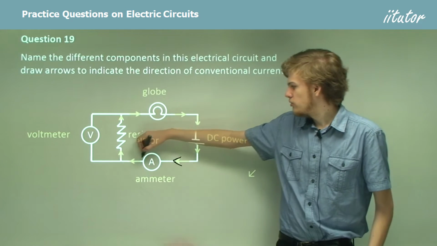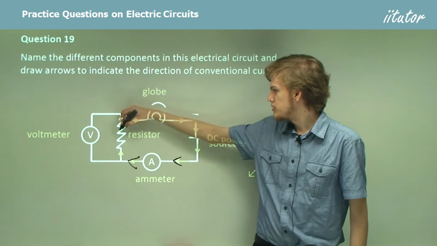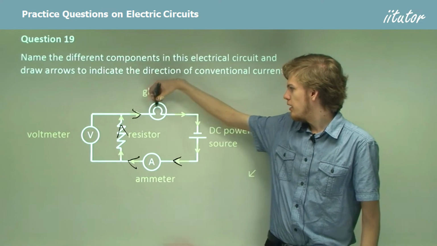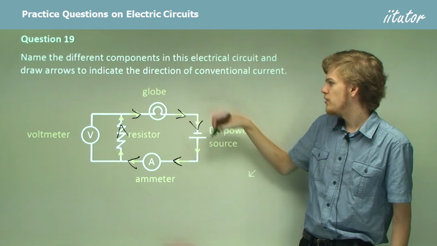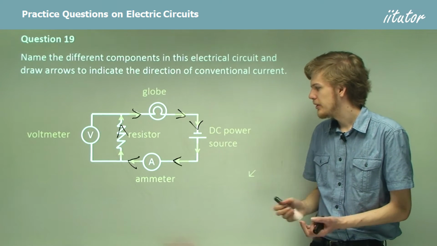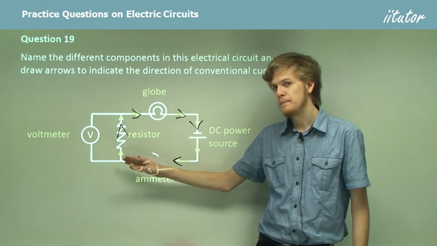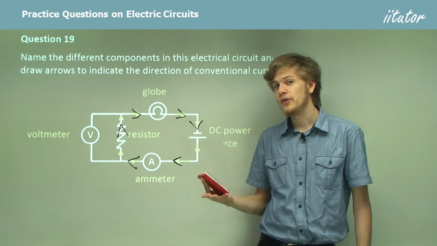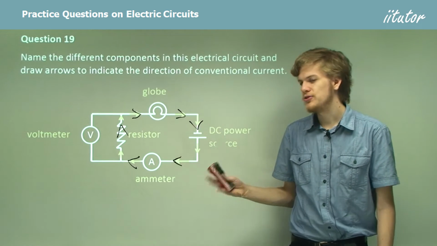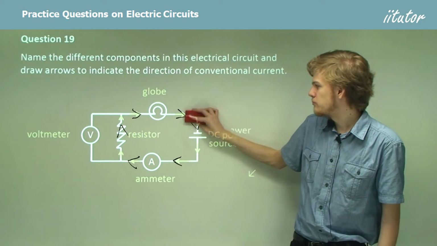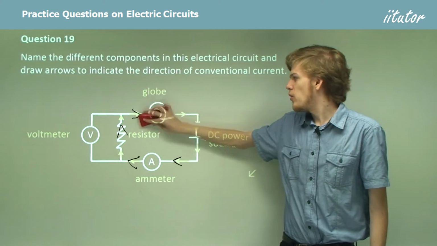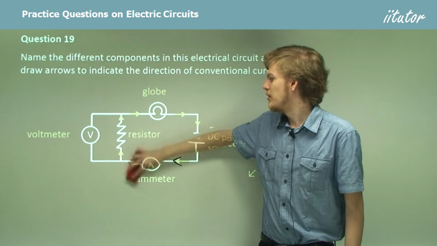around the circuit like this, up through the resistor, back through the globe, and then to the negative supply. Now you'll notice that I don't have any current flowing through the voltmeter. That's because voltmeters have a very large resistance, and current doesn't usually flow through them. We'll learn a bit more about why that is a bit later.